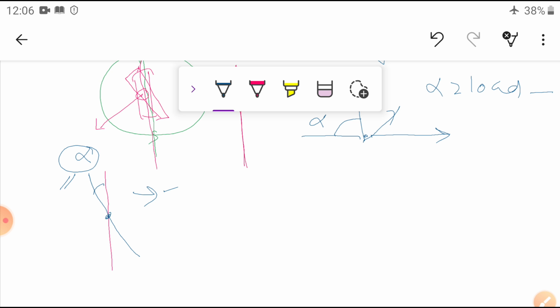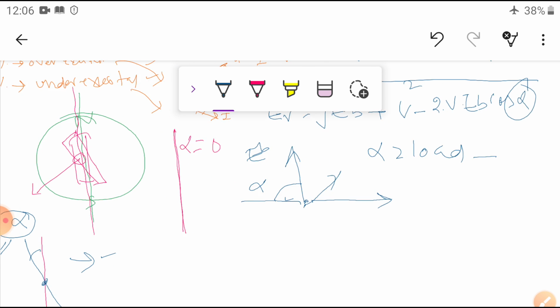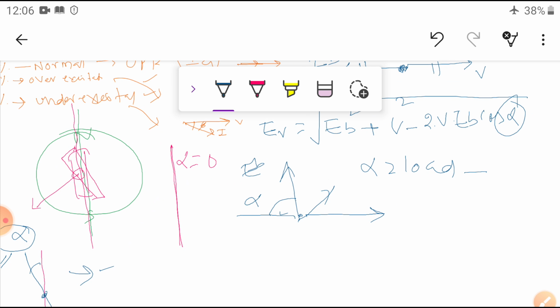So that is alpha here. Now based on this alpha, this is the resultant value we are going to get. This is equal to ER. This is the EB. This is V. So the resultant ER we are going to get is ER equals the square root of EB squared plus V squared minus 2 into V into EB into cos alpha. So this is the angle. So that is a resultant.